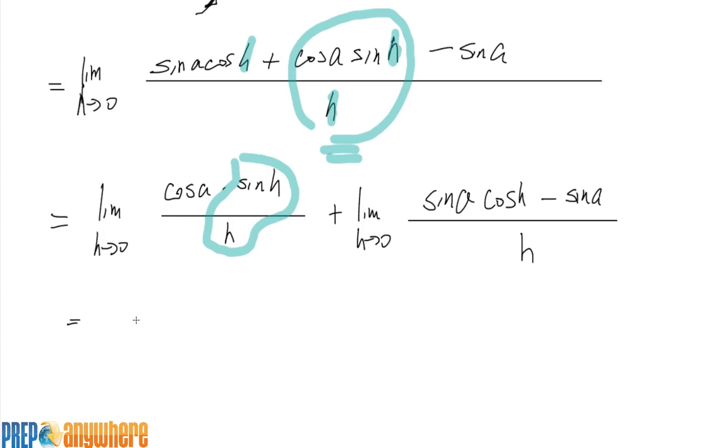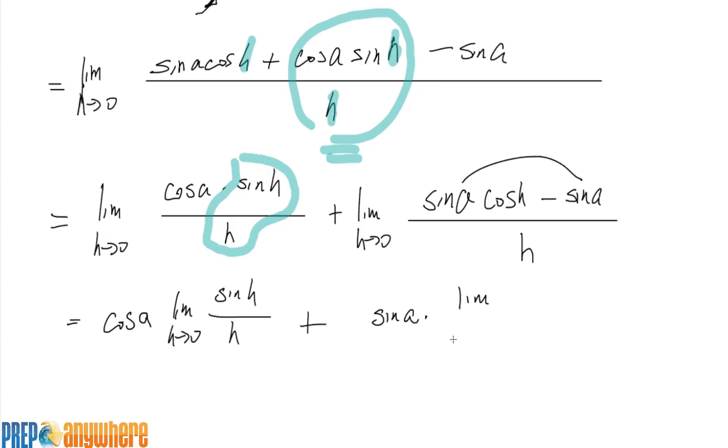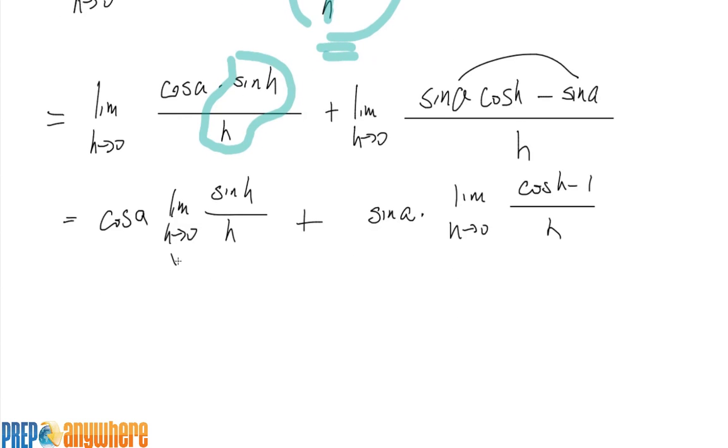To be more specific, cosine of A is constant, so I can take the limit just on sine of h over h. Let's actually factor out the common factor here, and that's sine of A. That's not dependent on h, so I can pull it out and then consider the limit of cosine of h minus 1 over h. That first limit is going to equal 1, so we get cosine of A plus sine of A.